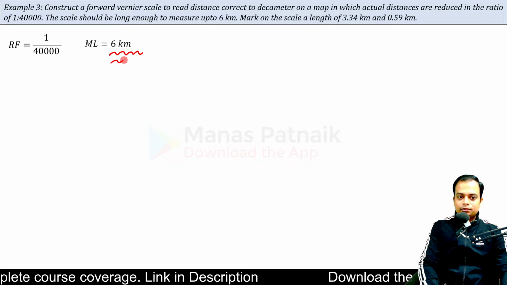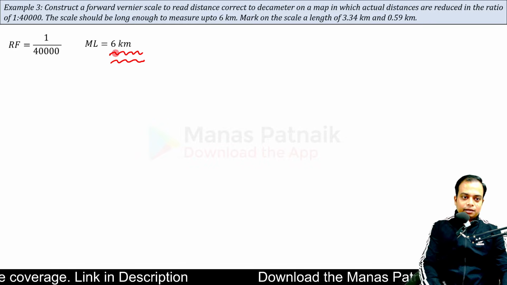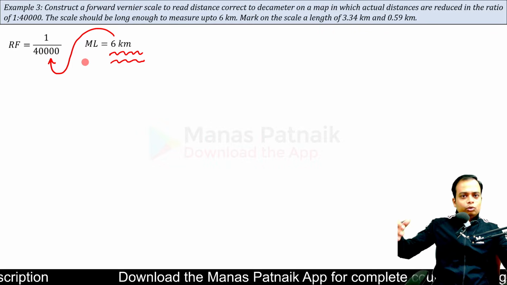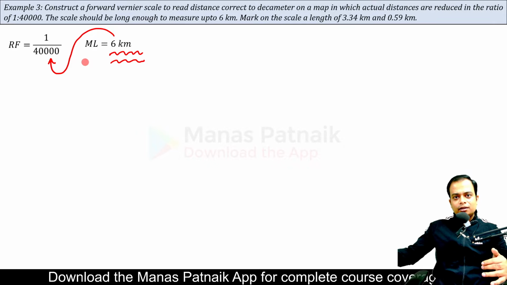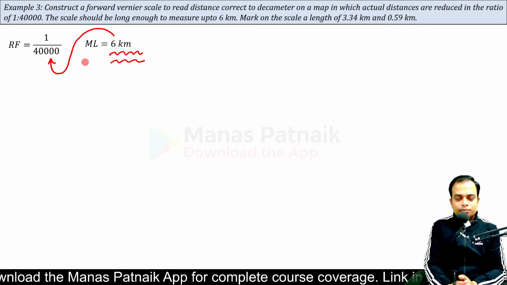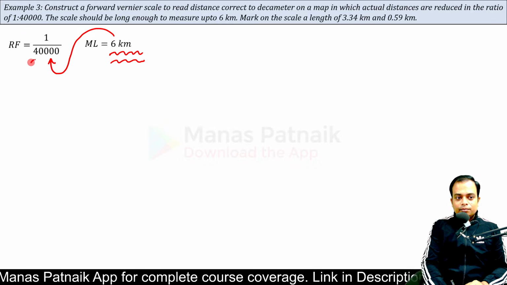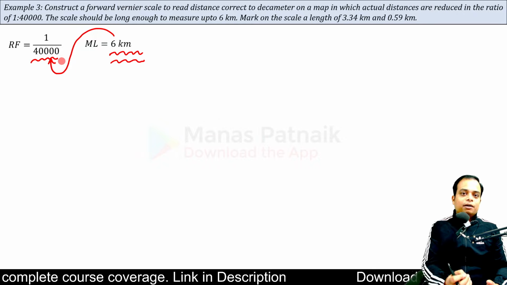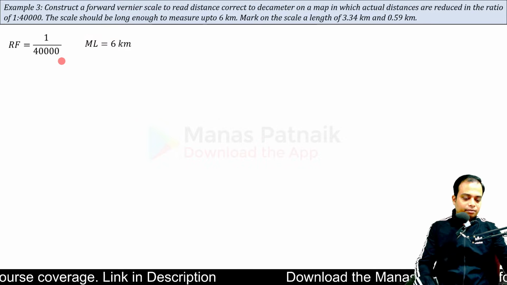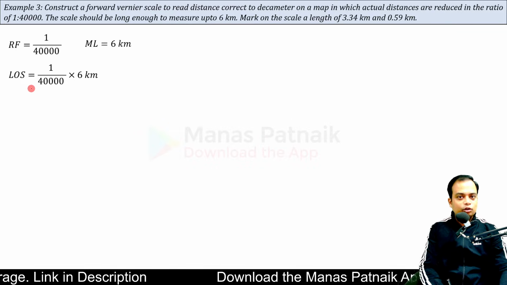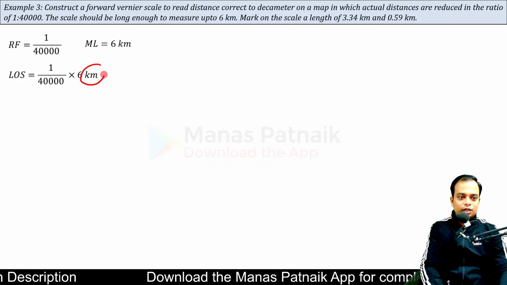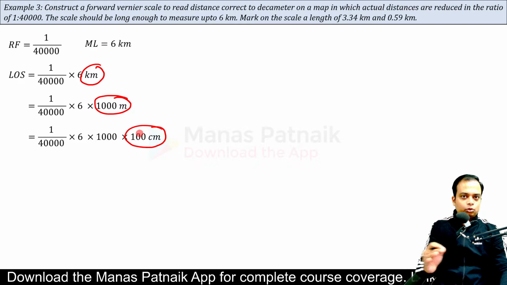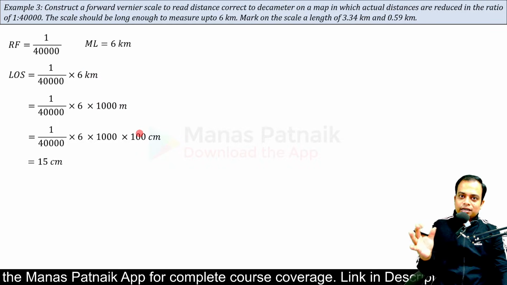Now something in reality is 6 kilometers. How much would that be if it is reduced 40,000 times? Let's say that the distance between two different locations is 6 kilometers in real. So if we are drawing a map and if we reduce it or squeeze it, shrink it by 40,000 times, how much would that become? That is exactly what we wish to determine. And that is done with the help of the length of scale. You simply multiply both of them. Kilometer, 1000 meter, and a meter is 100 centimeter. Just do the math. This is going to work out as 15 centimeters.